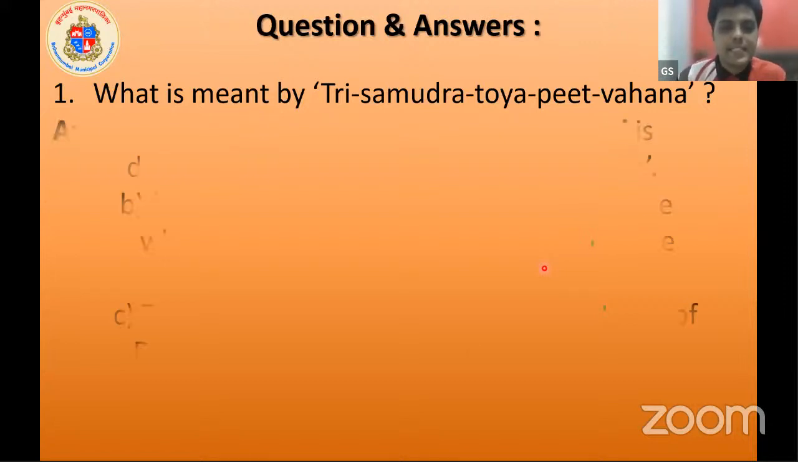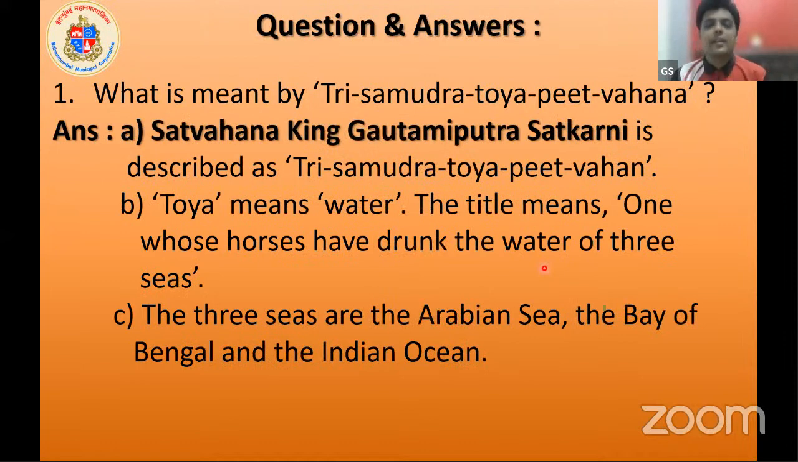Okay. So let us see the answer. See, the answer is the same which Pintu Tiwari has given. But I have written this answer in 3 points. In the first point, it has been described that Satvahana king Gautami Putra Satkarni was described as Trisamudra Toya Pitvahan. We have to explain it. But before explaining it, we should give some background of that. Means who was the king who was titled this? That is given in only 1 point.